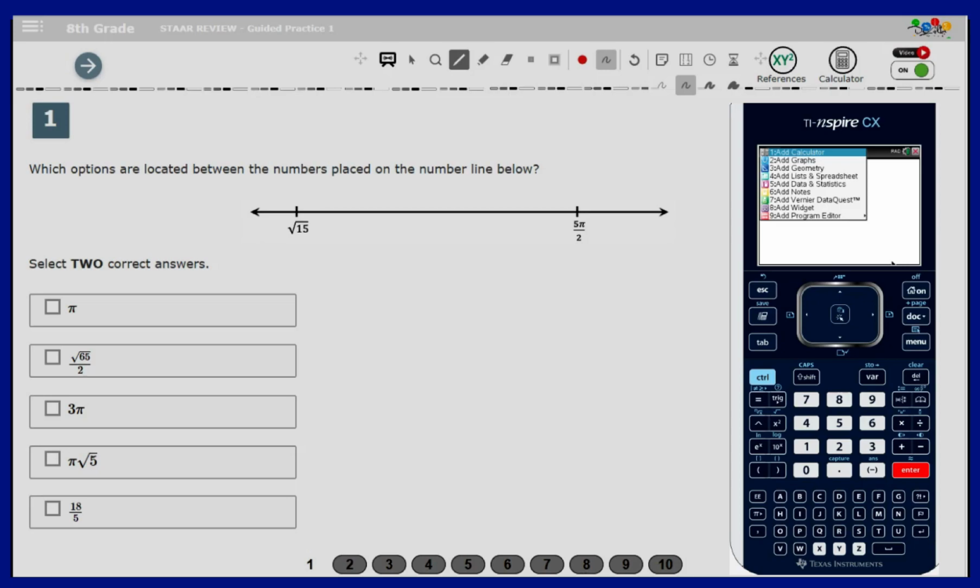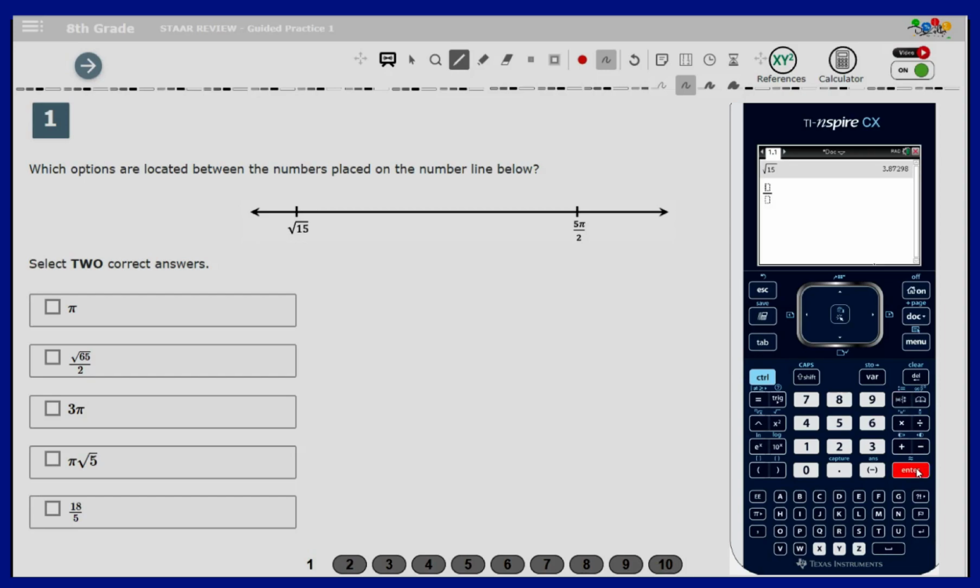Okay, so the first thing that we're going to do is change all the numbers that are given to me to decimals, to ensure that I can compare them a lot easier. So let me go ahead and start with adding a calculator. I'm going to start with the very first one, and the second one that is given to me.